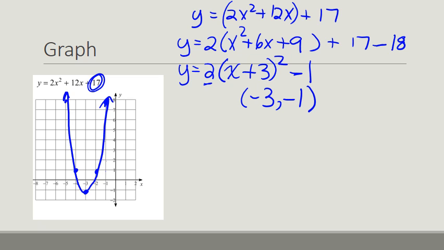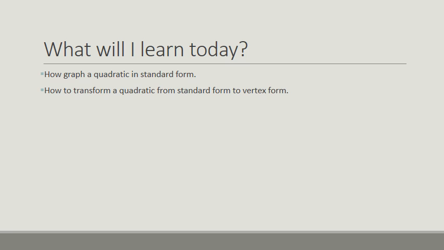Okay. So hopefully today you learned how to graph a quadratic in standard form, or at least reviewed it from Algebra 1, and you learned how to change a quadratic from standard form to vertex form.